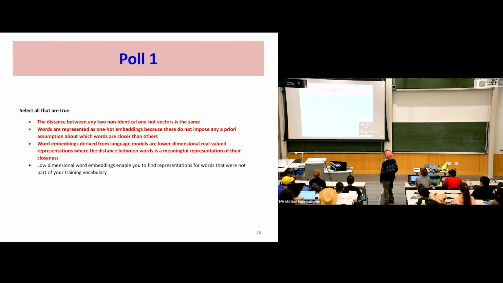The distance between any two non-identical one hot vectors is the same. We know that; this is why we use one hot representations, right? Words are represented as one hot embeddings because they do not impose any a priori assumption about which words are closer than others. Word embeddings derived from language models are lower dimensional real valued representations where the distance between words can be a meaningful representation of their closeness or relationship.